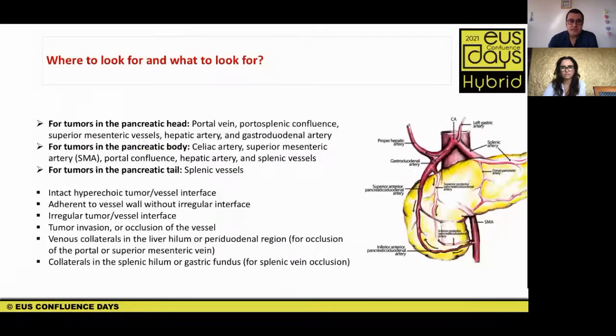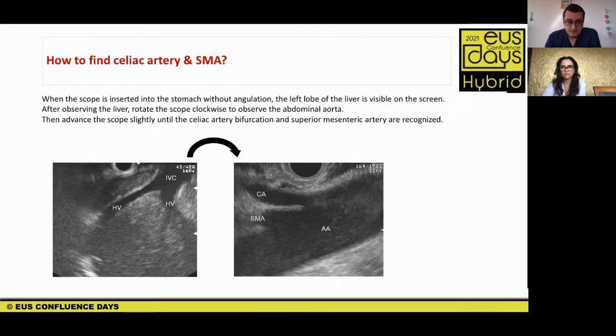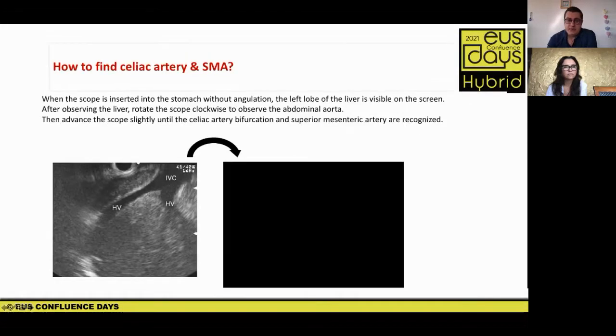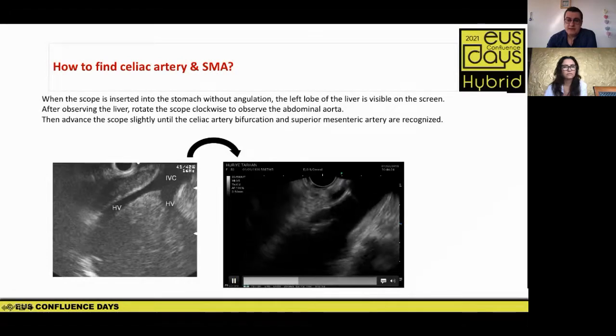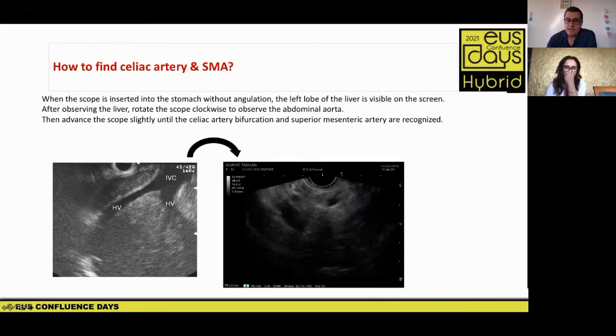Let's begin. And where to look? Of course, we have to systematically investigate the portal vein, superior mesenteric vein, hepatic artery, and gastroduodenal artery. And the first question, we have to find the celiac artery and the SMA, as already mentioned. Go into the stomach, find the liver, then clockwise, and you will see the aorta, the celiac artery, and the SMA. And this is a live demonstration. Go on. This is the aorta, the celiac artery, and this is the SMA.